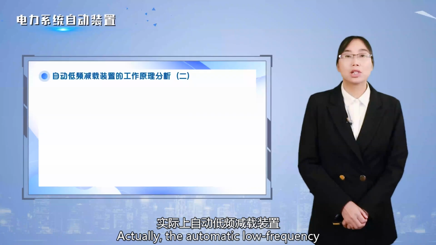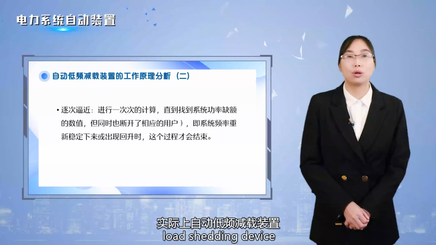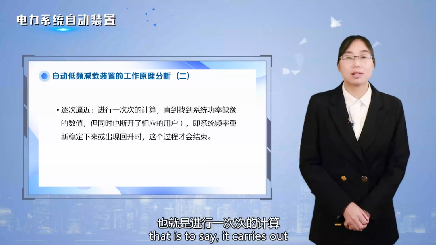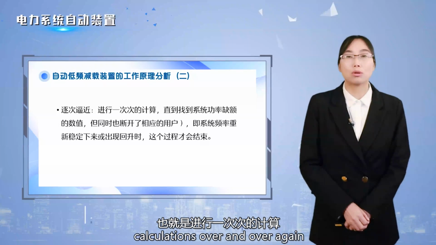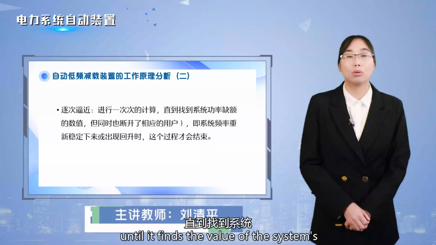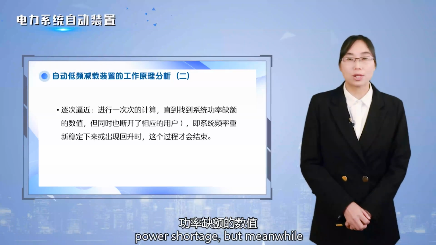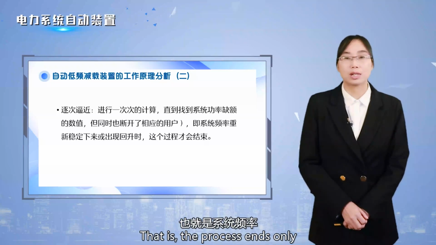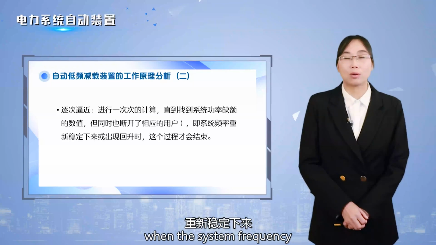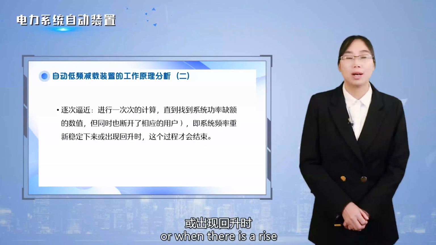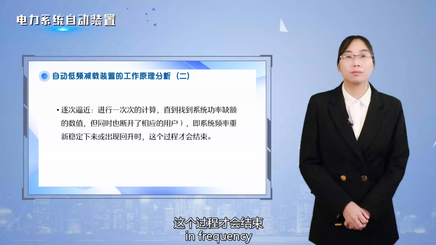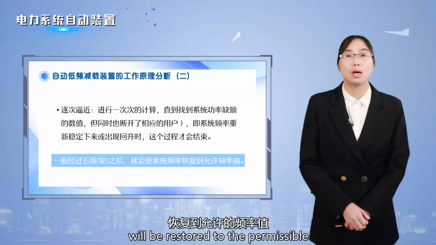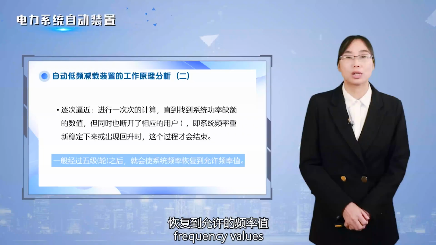operation. Actually, the automatic low-frequency load-shedding device utilizes the principle of successive approximation. That is to say, it carries out calculations over and over again until it finds the value of the system's power shortage, but meanwhile, it also disconnects the corresponding users. That is, the process ends only when the system frequency is stabilized again or when there is a rise in frequency, generally after 5 rounds. The system frequency will be restored to the permissible frequency values.